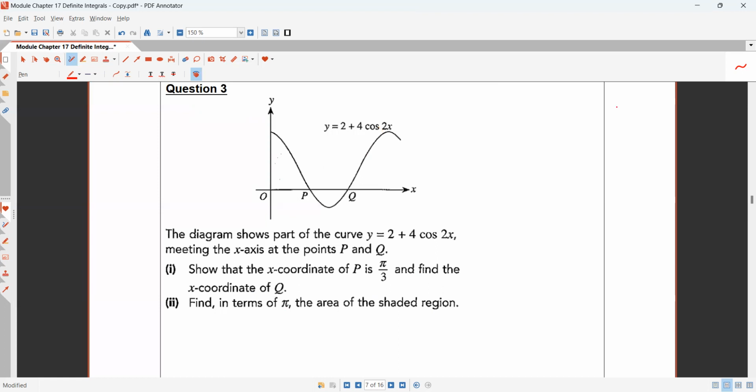Okay. The shaded area is here, the one bounded by the curve and also the x-axis and y-axis. So they ask you to show that the x-coordinate of P and Q. P and Q is what of the curve? X intercept. X intercept, what is equal to 0? Y equal to 0. So you take the whole function on top, make it equal to 0 and solve for your x.